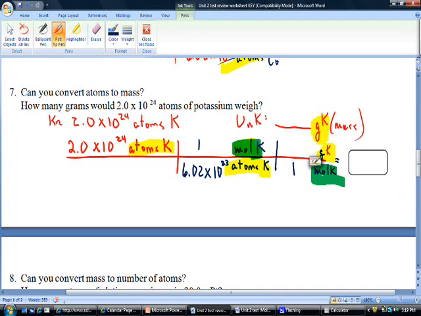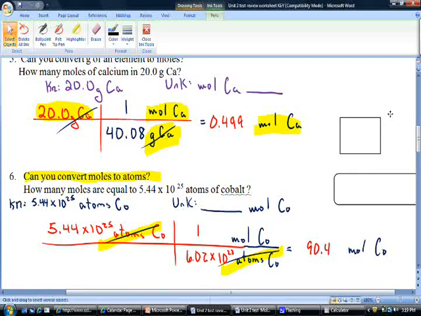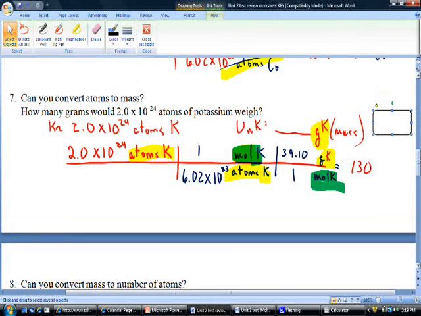Put in over here 39.10, 39.10 grams of potassium per mole of potassium. So I put those into my calculator and I see what I get here. Lost my place. Sorry, I don't know how I managed that. There it is.